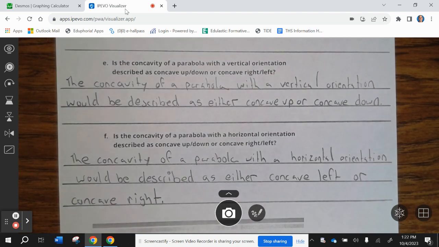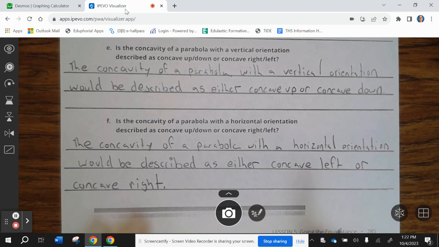Is the concavity of a parabola with a vertical orientation described as concave up or concave left or right? The concavity of a parabola with a vertical orientation will be described as either concave up or concave down. Is the concavity of a parabola with a horizontal orientation described as concave up, down, or concave right, left? The concavity of a parabola with a horizontal orientation would be described as either concave left or concave right.